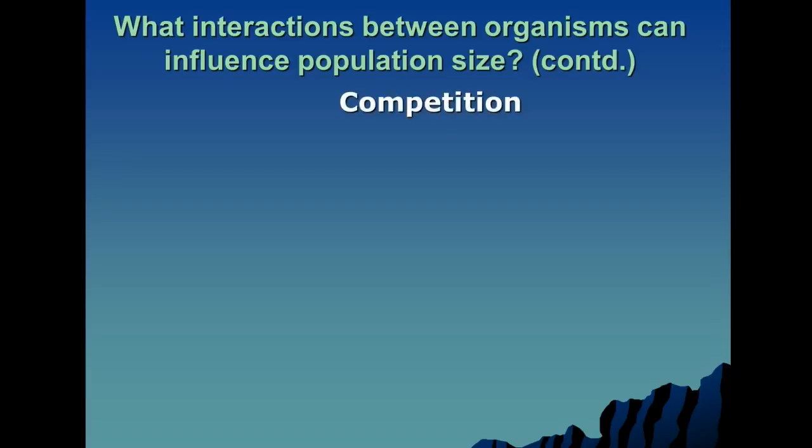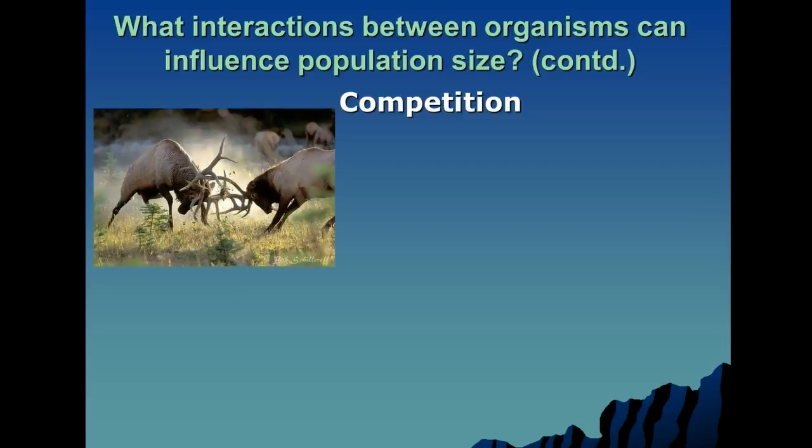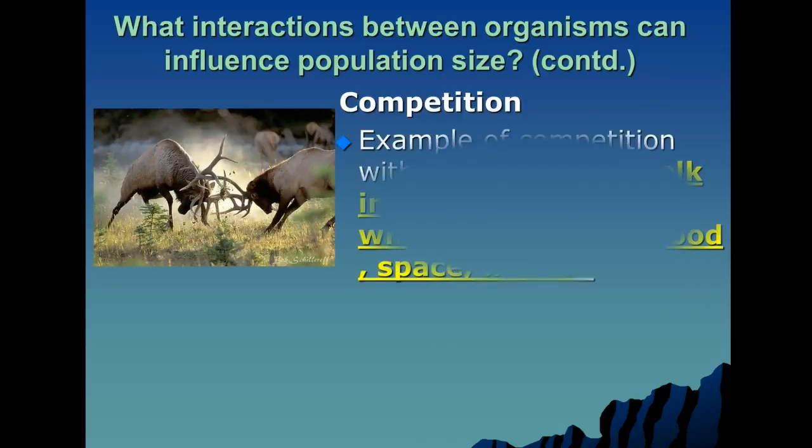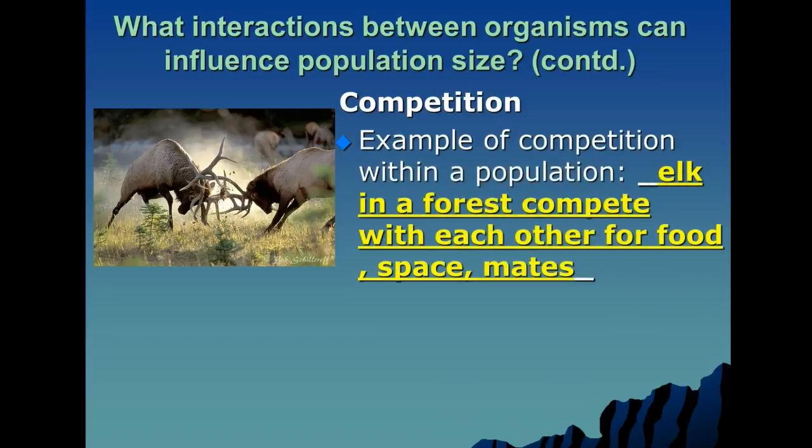Well, we just saw a predator-prey relationship, but what about competition? Here is a picture of two elk. Remember, competition is when two organisms fight with each other for a resource. They could be of the same population or they could be of different populations. So within a population, here's some elk. They're competing with each other for food, for space, and most of the time for mates.